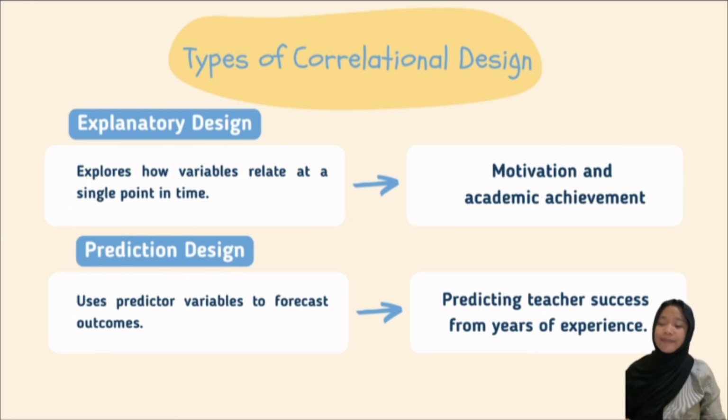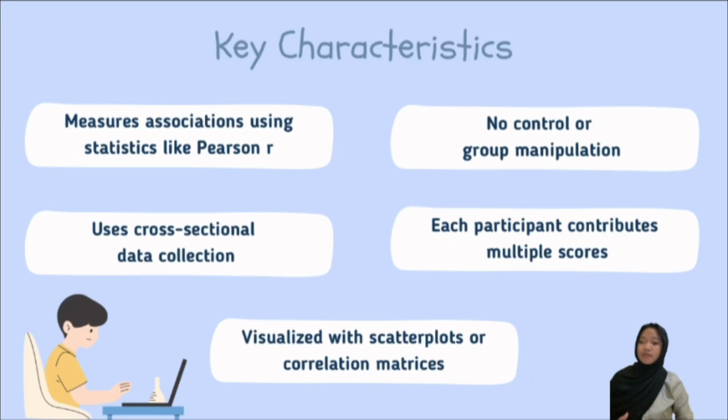Moving to types of correlational design. There are two types of correlational design. The first is explanatory design. This type looks at the strength and direction of the relationship between variables. And the second is prediction design. This type uses one variable or a set of variables to predict the value of another.